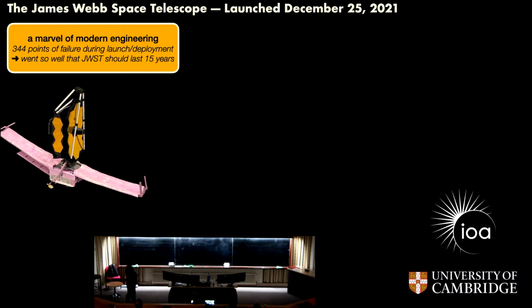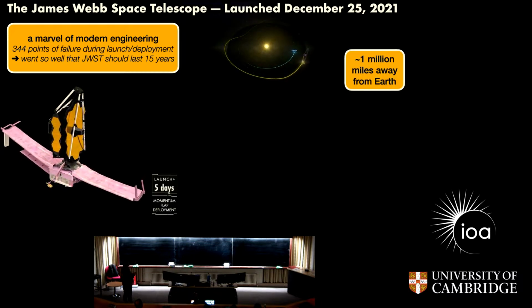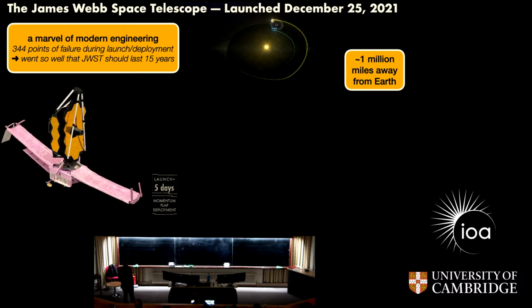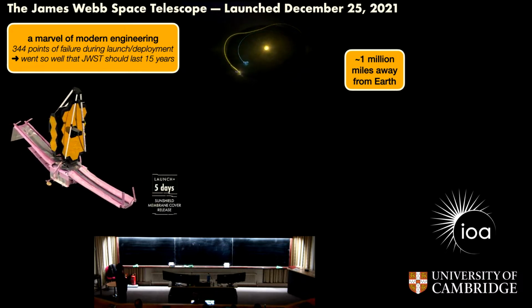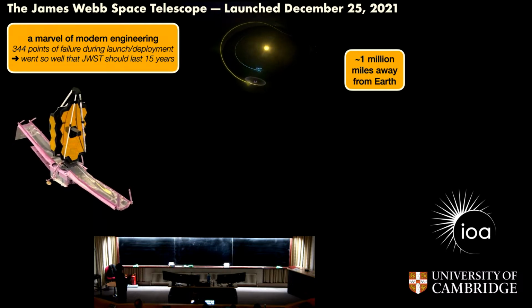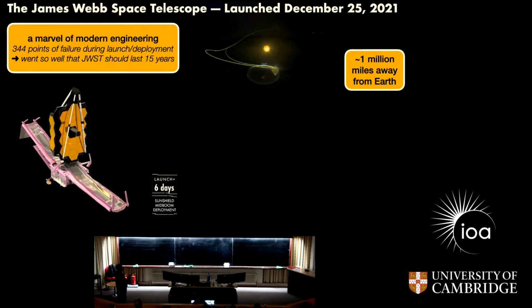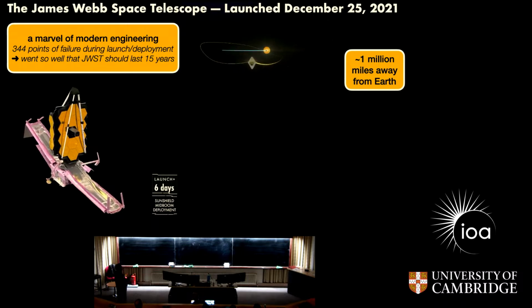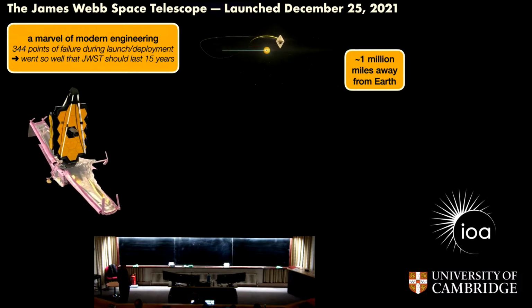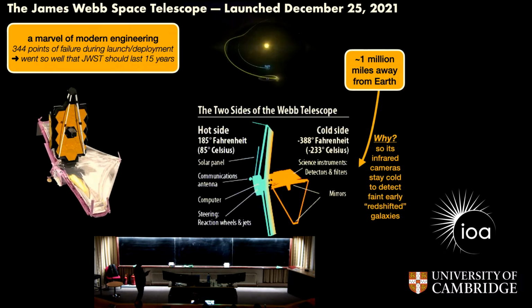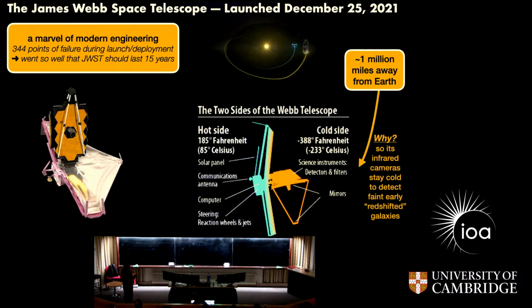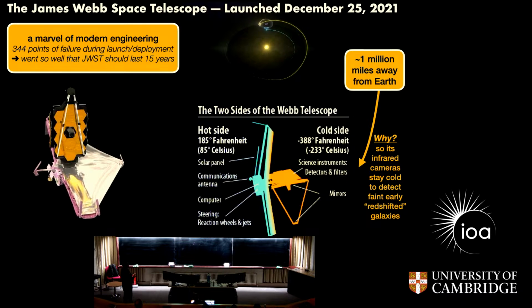And so JWST actually does not orbit around the Earth like the Hubble Space Telescope. Instead, it orbits around the Sun in an Earth-like orbit at this thing called the L2 Lagrange point. So JWST is actually 1 million miles away from the Earth. So why is it so far away from the Earth? Well, it's because, as I mentioned, JWST is an infrared telescope.